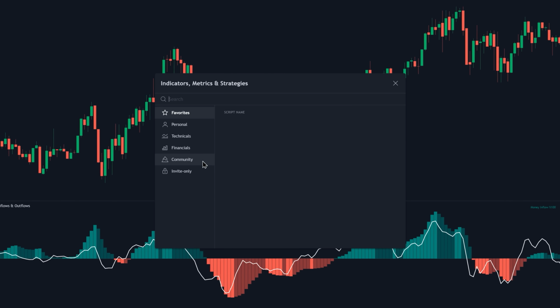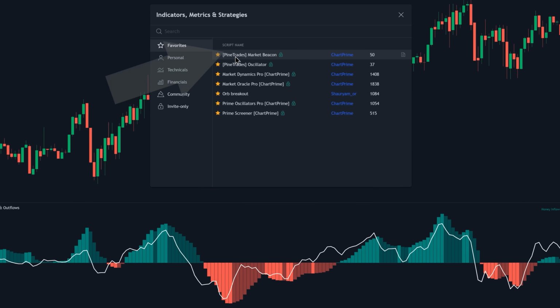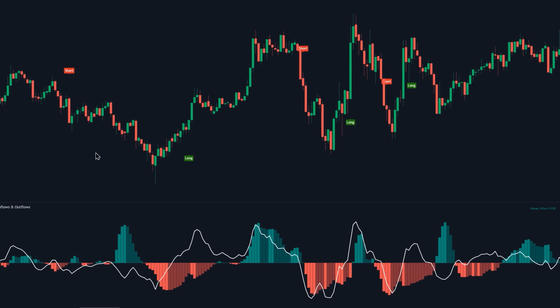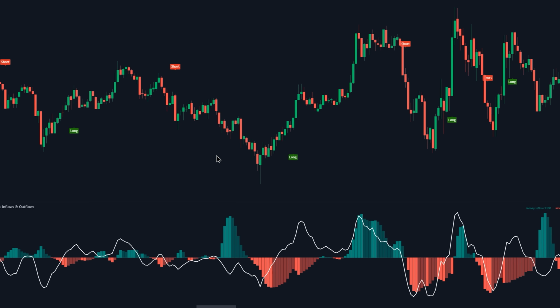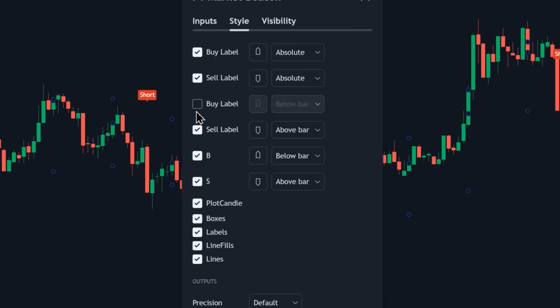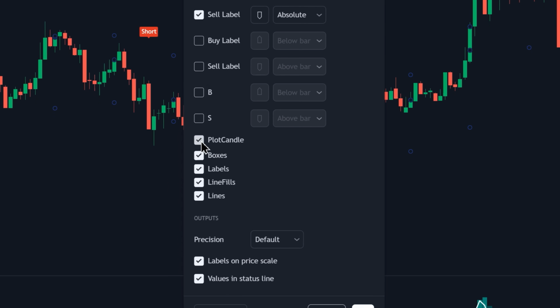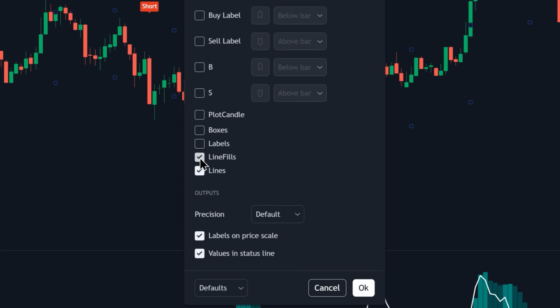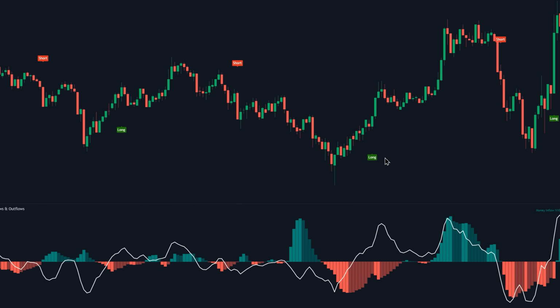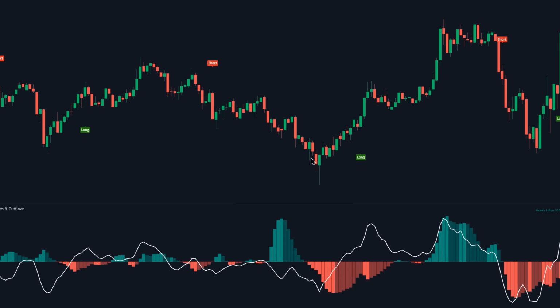Now, for our first strategy, we're going to add an indicator known as the PT Market Beacon. This is our very own custom indicator, and I'm going to show you how we can combine these two for a simple yet super powerful strategy. But first, you want to double-click on the PT Market Beacon, and then on the Style tab, you want to disable the second buy label, the sell label, B, S, plot candle, boxes, labels, line fills, and lines. After that, click OK. This is a buy-sell indicator that uses advanced price action methodologies to produce these super accurate long and short signals.